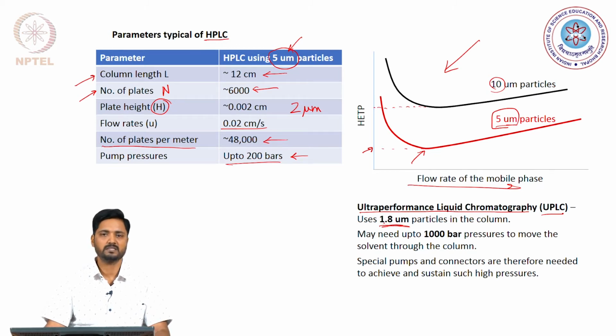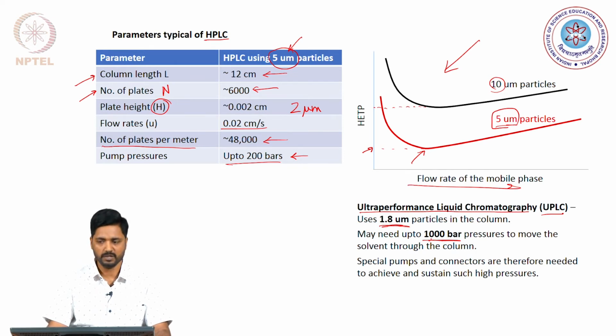However, as can be expected, this comes with an important cost, and that is with regards to the pumping pressure. When we are using particles which are really tiny for making up the stationary phase for the chromatography column, we need to pump at a much higher pressure of up to 1000 bars.